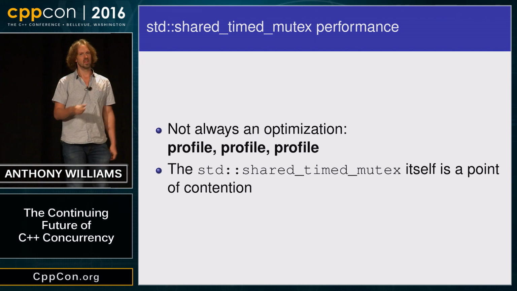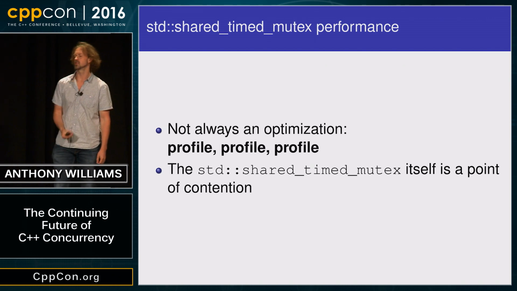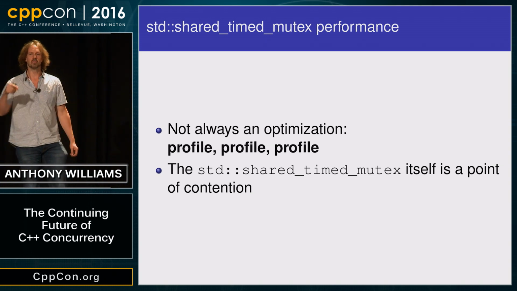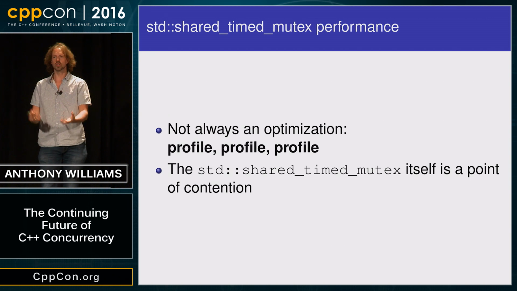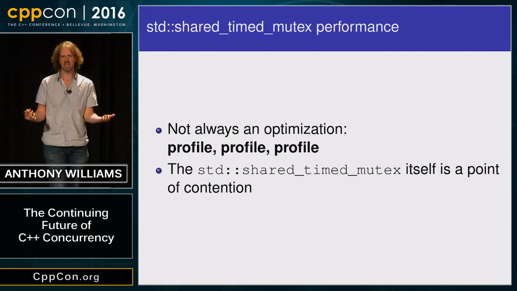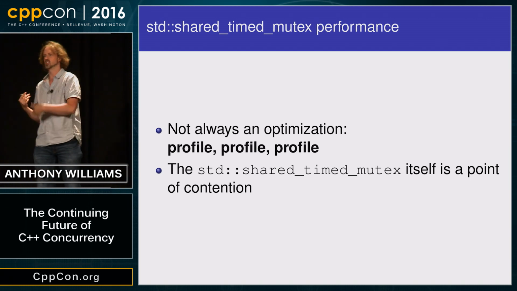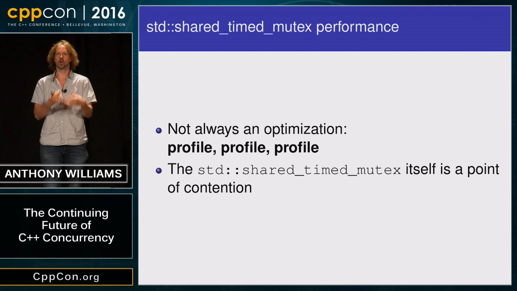So on this side, we say profile, profile, profile. It's all about timings. Now, fundamentally, the reason why you would want to use a shared mutex is because you're trying to optimize for the case where you've got lots of readers and an occasional update.